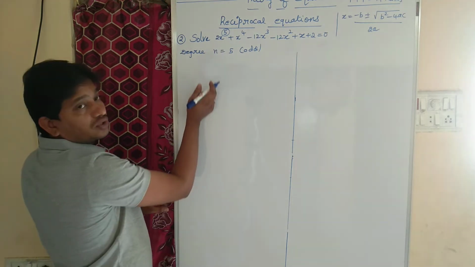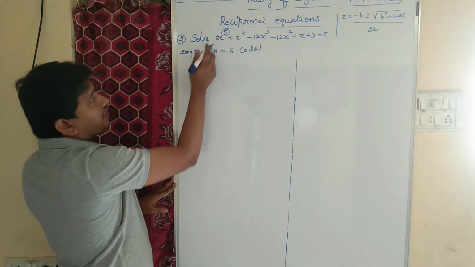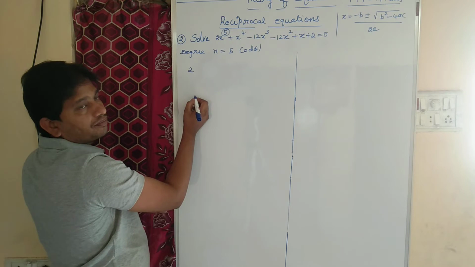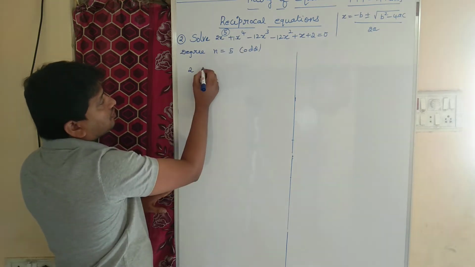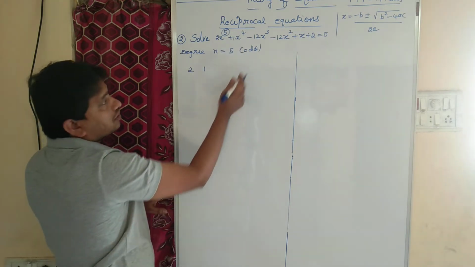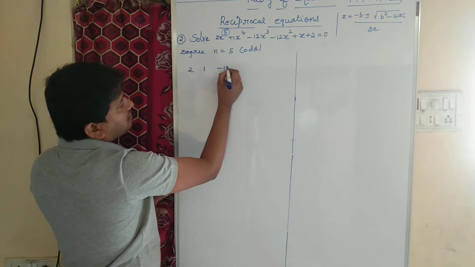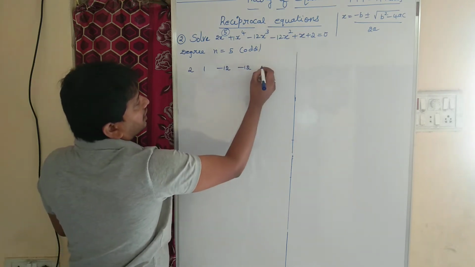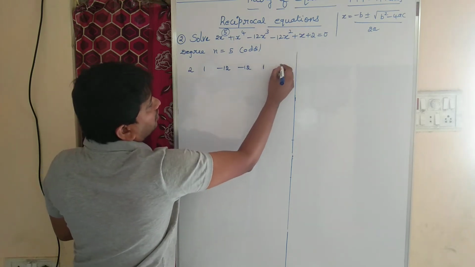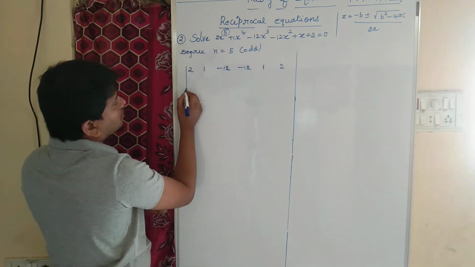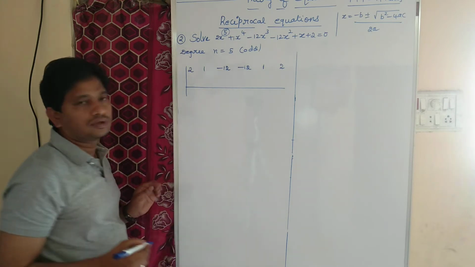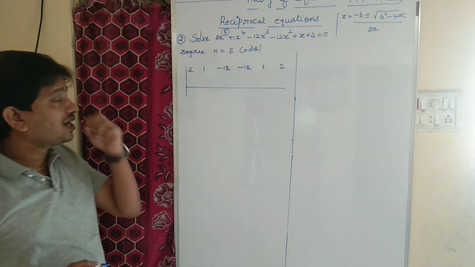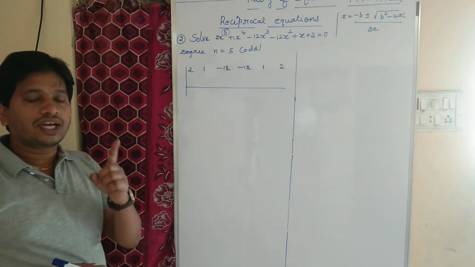So how to do synthetic division? First we take the x to the 5 coefficient, that is 2. Next the x to the 4 coefficient, that is 1. Next the x cube coefficient, minus 12. The x square coefficient, minus 12. The x coefficient 1, and the constant is 2. So first, by using the trial and error method, we need to find one root.